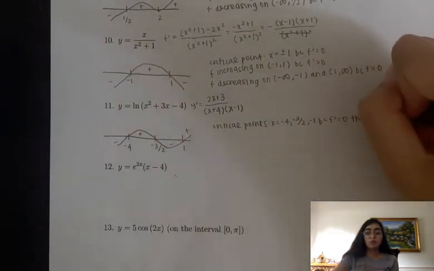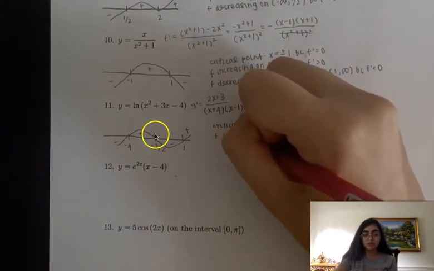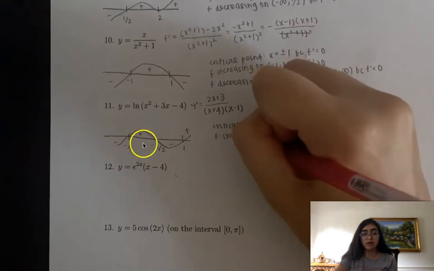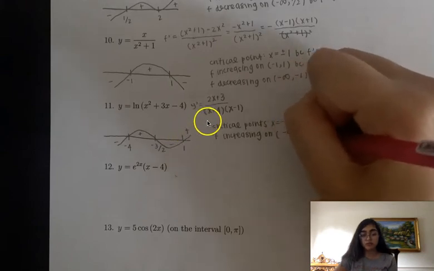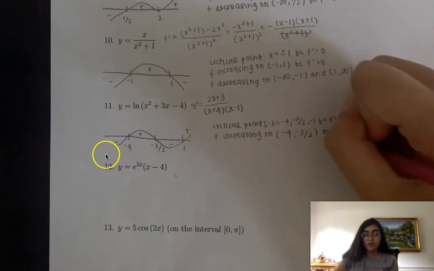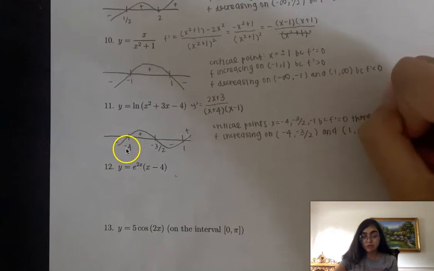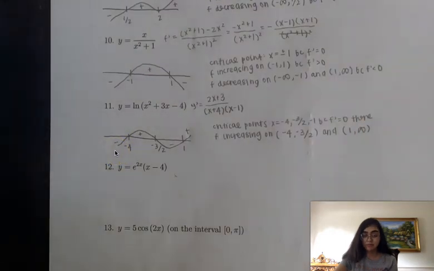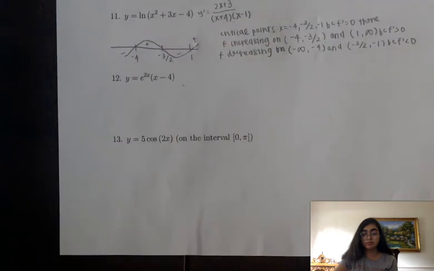We're going to have f increasing from -4 to -3/2 because that's where f prime is positive, and then also at 1 to positive infinity because that's where f prime is again positive. And we're going to have f decreasing from -infinity to -4 because f prime is negative there, and -3/2 to 1 because f prime is also negative there. So that's going to be our answer.